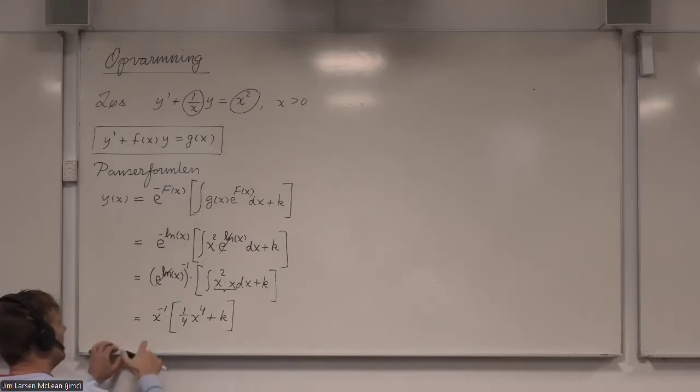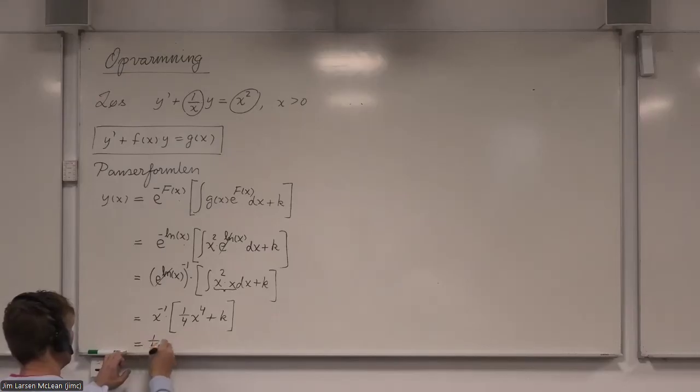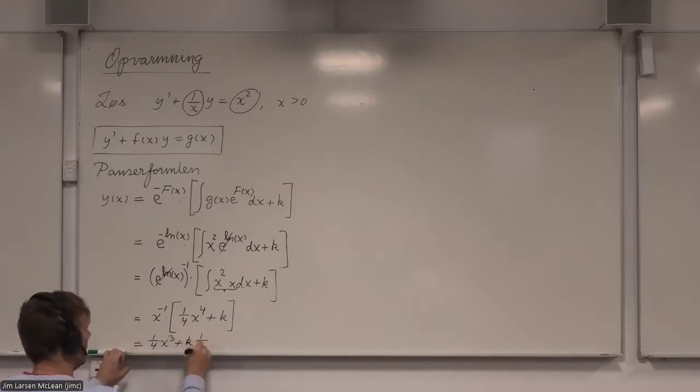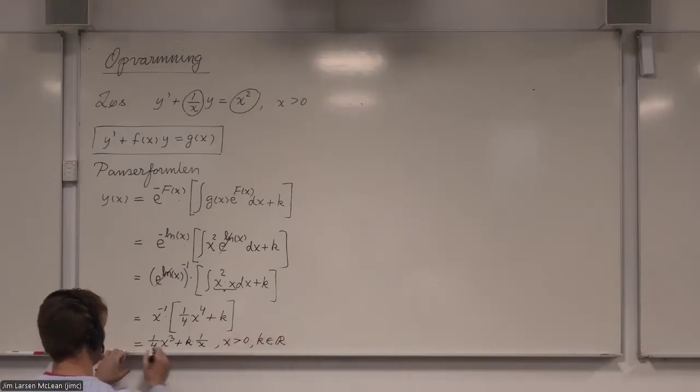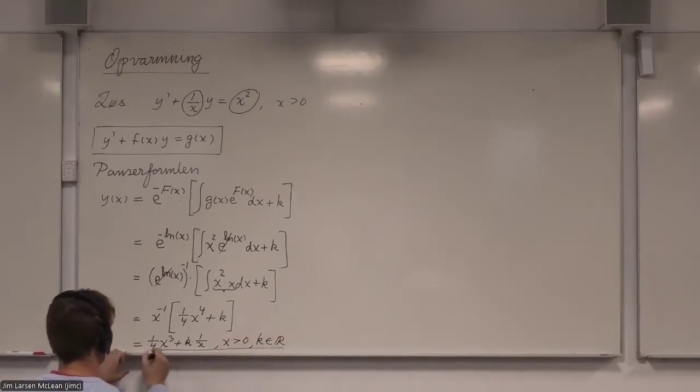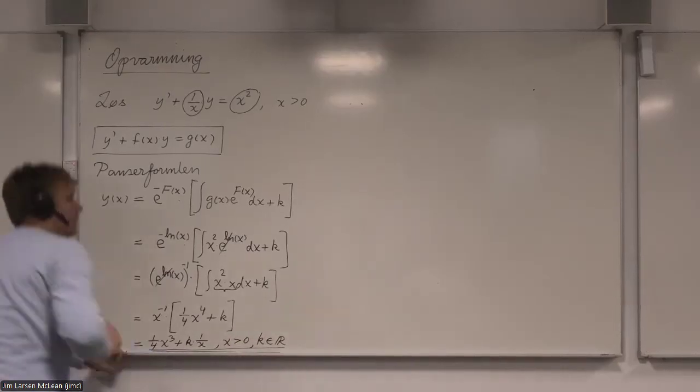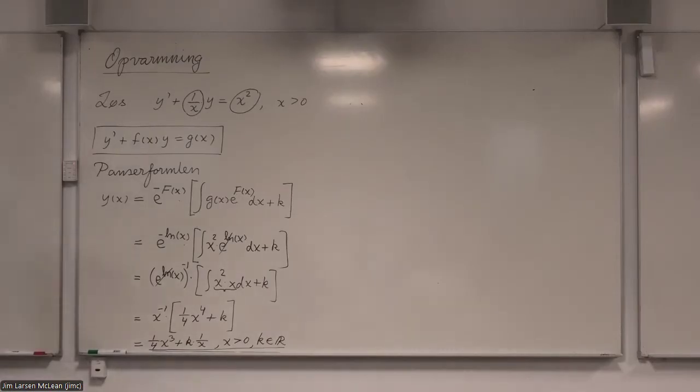And if I then multiply inside the parenthesis by the first term, what do I get? Well, then I get 1/4 x cubed, because I have to add the two exponents together. And when I multiply it with that one, I get k times an additional part. And here we know that x must be greater than 0, and we know that k can be anything. So here's the solution. Are there any questions about it?